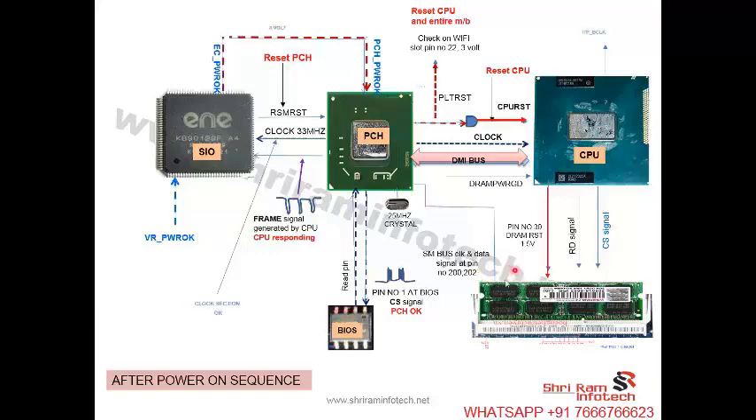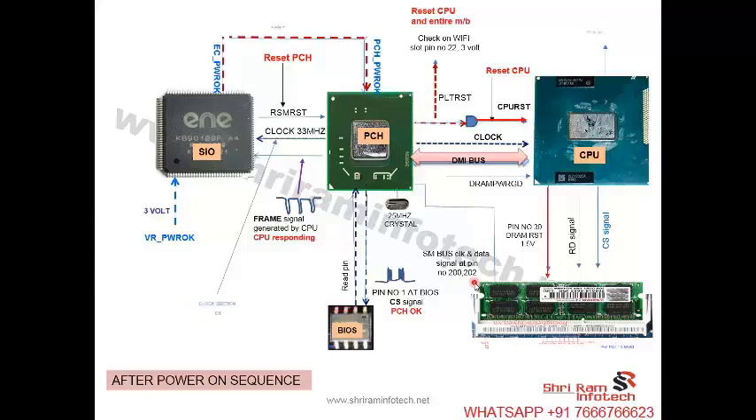And the SPD chip is a chip where all the RAM information is given, like what the capacity is, how much the frequency is, who the manufacturer is, all the information is on that SPD chip. And this communication takes place between the PCH and the RAM slot. You can check this communication with the help of an oscilloscope at pin number 200 and 202.